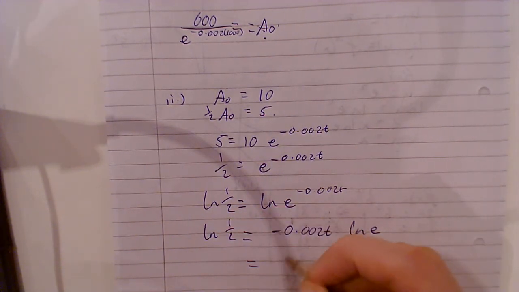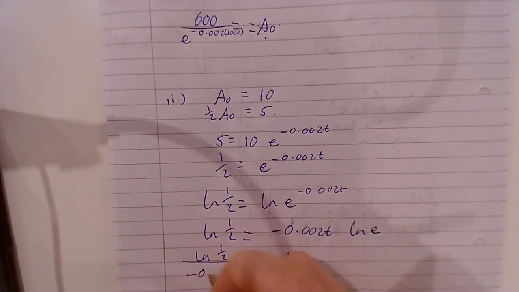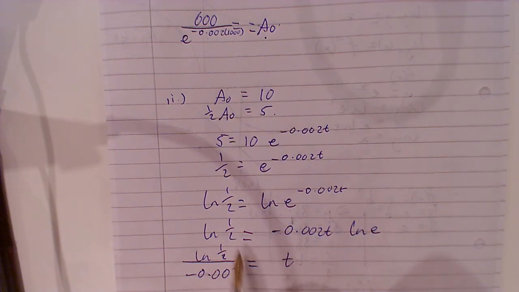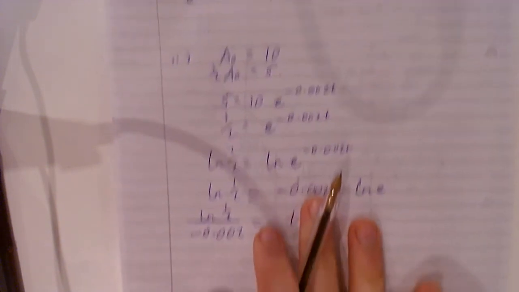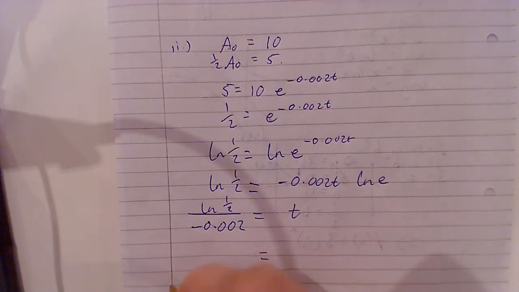And then t is going to equal ln a half divided by minus 0.02. Now, ln a half is a minus number, since ln of anything below 1 is a minus number. So this is going to come out positive. We cannot have a minus time, because time is never minus. Time is always positive.